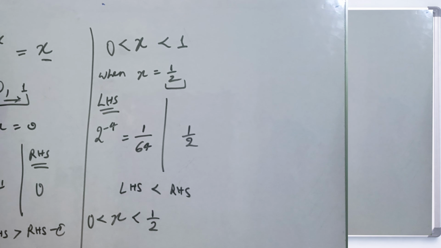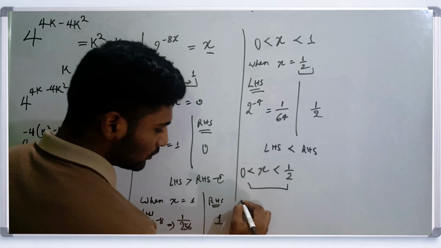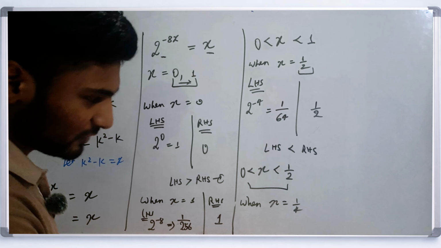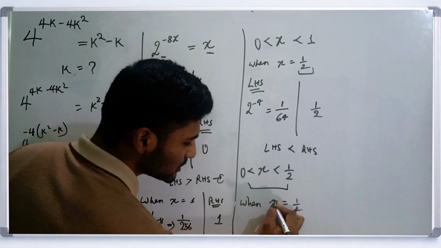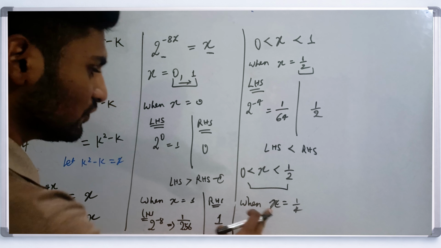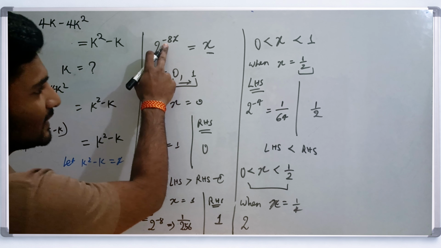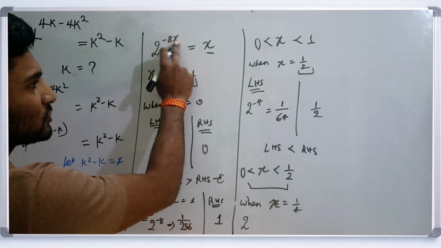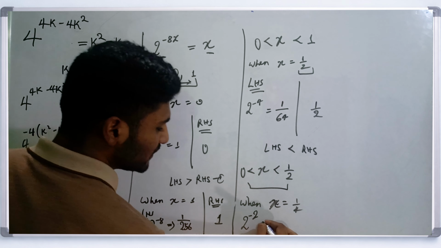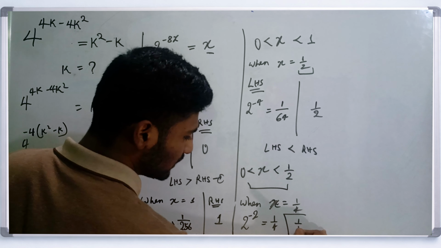So now let's try the middle value of 0 and 1 over 2. So when x is equal to 1 over 4, why are we trying this? So that we can get the reference point between which our value of x is lying. So when x is equal to minus 4, we are going to get 2 raised to the power minus 8 times 1 over 4, which is 2 raised to the power minus 2. So 2 raised to the power minus 2 is equal to 1 over 4, and our RHS is x, so it remains 1 over 4.